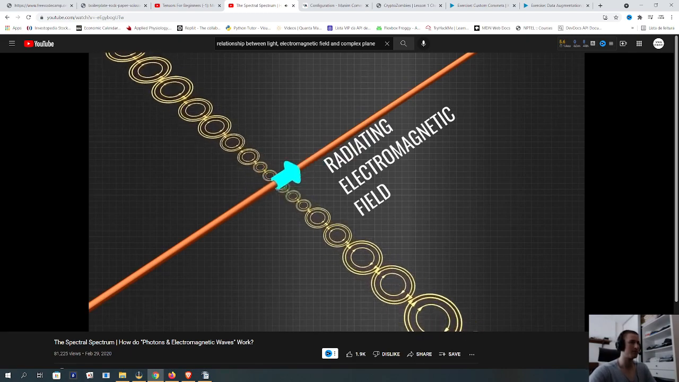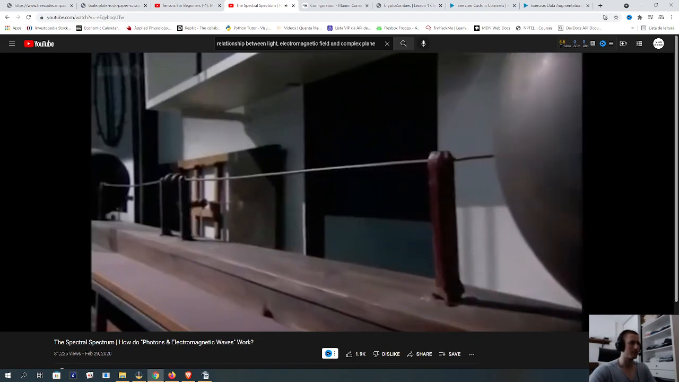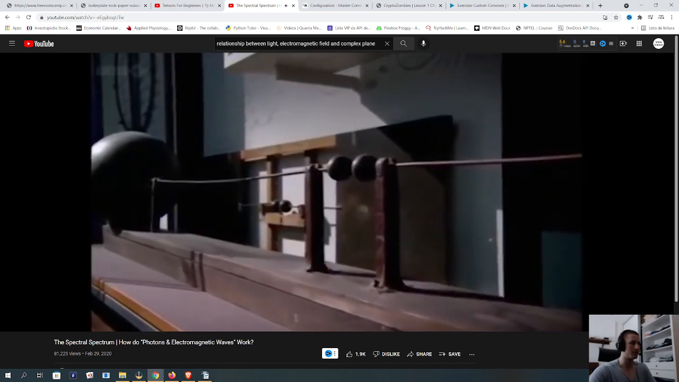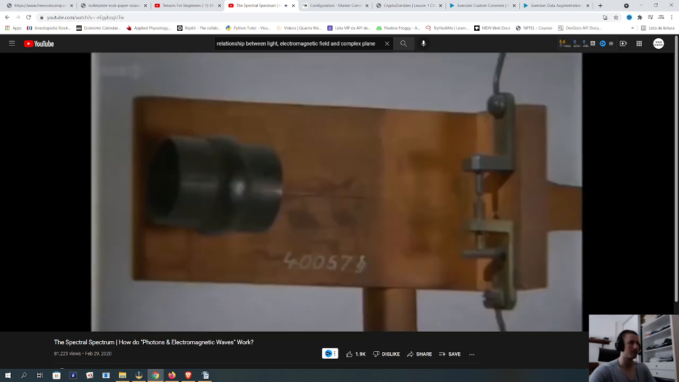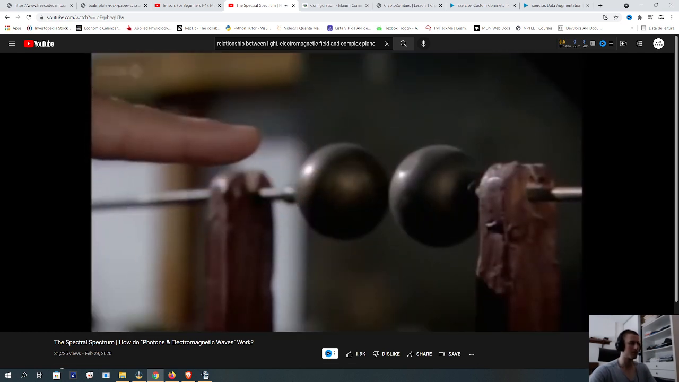To demonstrate the existence of this radiation, Hertz needed a way to generate it, but also to receive it and prove that it was there. It couldn't be seen, so another method needed to be developed in order to detect it. The very first transmitter and receiver was created by Heinrich Hertz. If his name sounds familiar, it's because the unit of frequency, or cycles per second, was named after him.